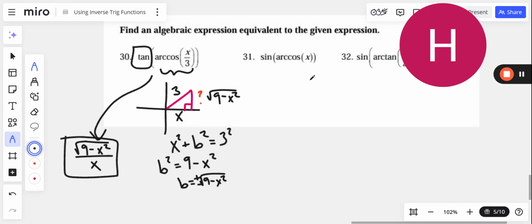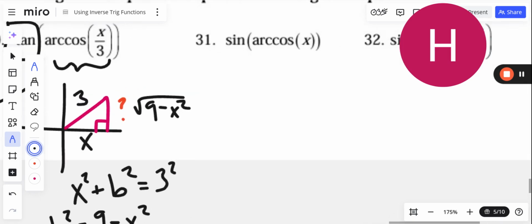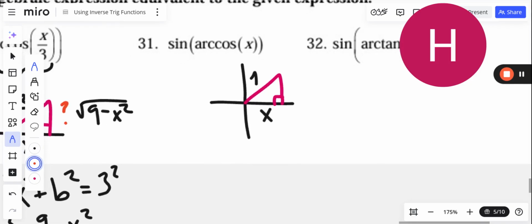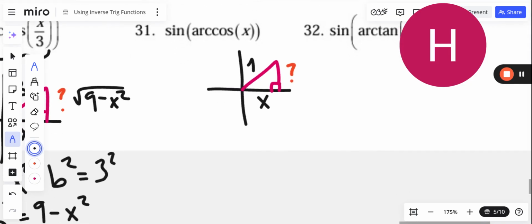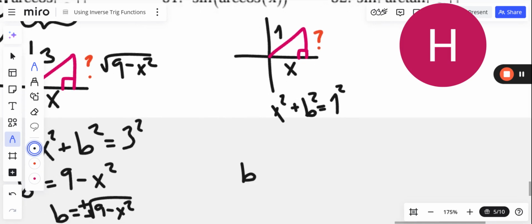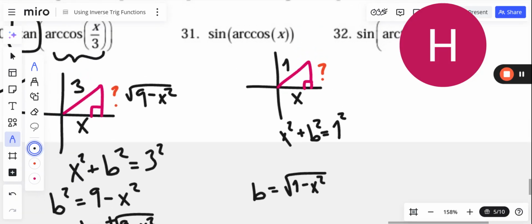Okay, good. Let's take a look at the next. Sine of arc cos of x. Well, since there's no fraction here, you might struggle and say, well, what am I supposed to do with that? Well, if there's no fraction, you can just call it x over 1. You can make anything into a fraction. You can just divide it by 1. So that means the adjacent side is x, the hypotenuse is 1, and now again we have to do a little bit of a Pythagorean theorem and say that x squared plus b squared equals 1 squared, which is just 1. And by a similar argument as before, we're going to get that b is the square root of 1 minus x squared. But now we're looking for the sine.